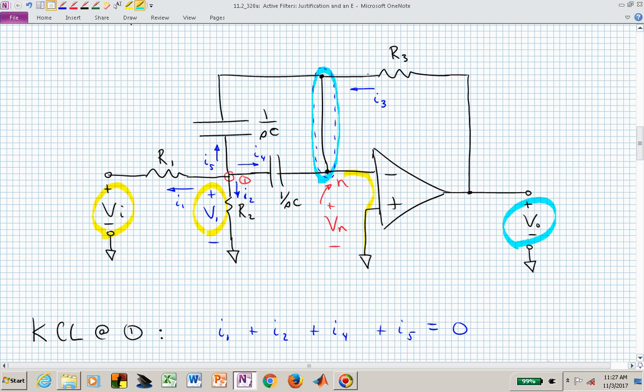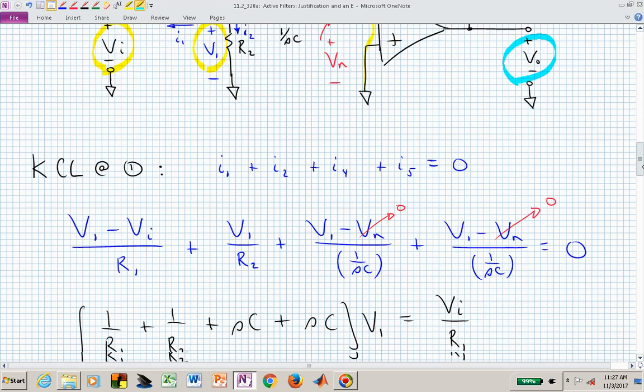We're neglecting the current going into the inverting terminal of the op-amp, which we know is 0. So now we have 3 currents to worry about going in. Let's set the sum of those 3 currents equal to 0. We have I sub 3 coming from right to left through R sub 3. We have I sub 4 horizontally through that capacitor. And we have I sub 5 vertically through the second capacitor.